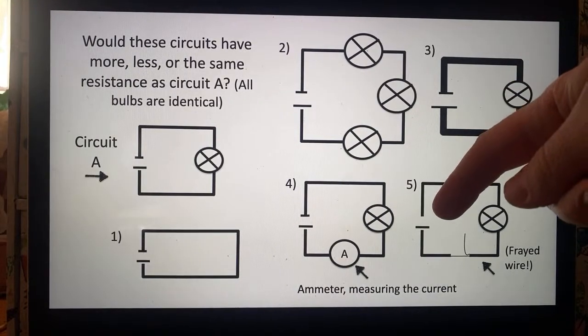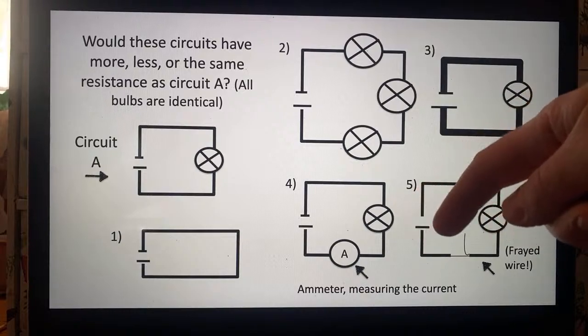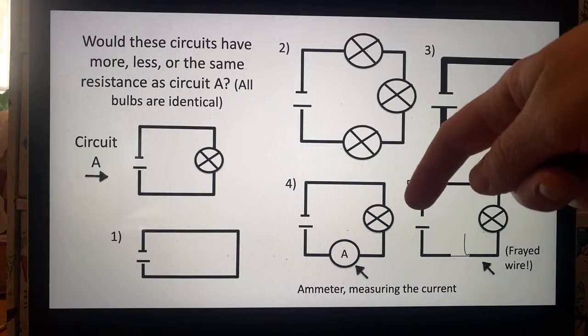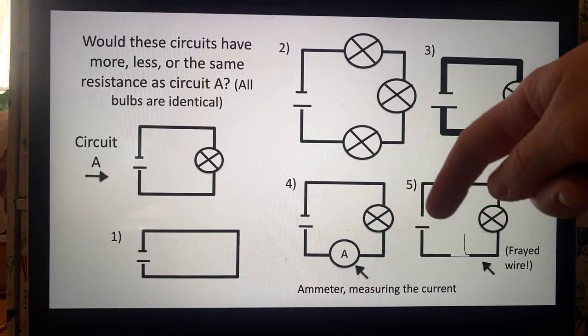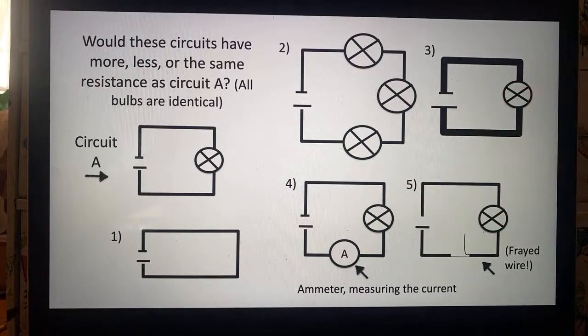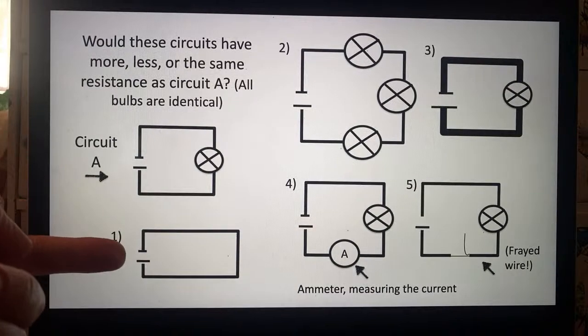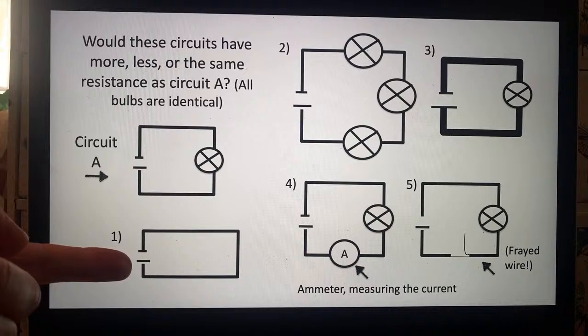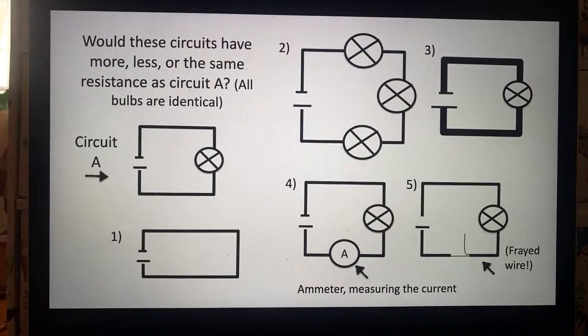This isn't a trick. Sorry, this is a mistake, not a trick. That should just be a regular cell. I've just accidentally missed off the short end of that cell, so that's not one of my classic mean tricks. So circuit number 1 is exactly the same as circuit A, except there's no bulb. Would it be easier for the current to flow or harder for the current to flow if there was no bulb in the circuit? Circuit number 2, you've got 3 bulbs this time instead of 1. Is it going to be harder for the current to flow or easier for the current to flow if there's 3 bulbs in the way?